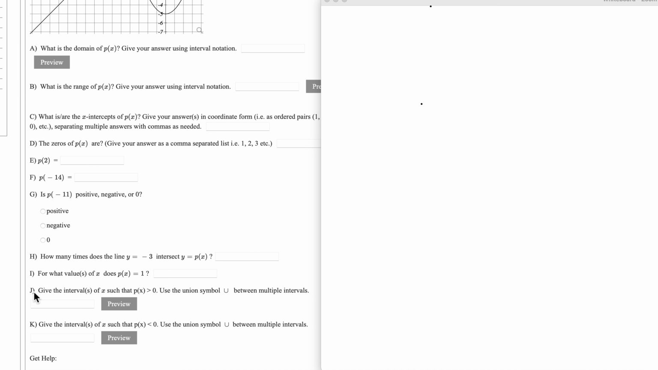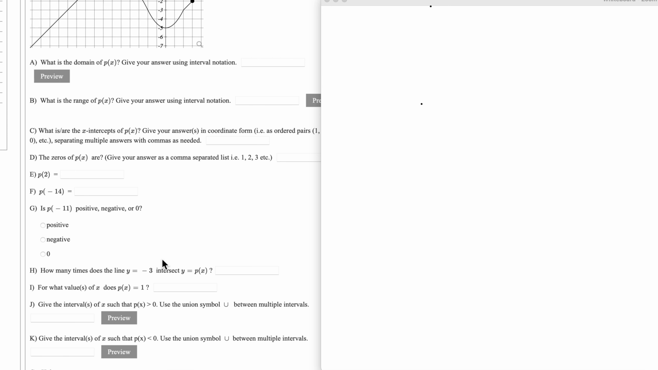So the last two parts, J and K. This reads, give the interval of x such that p of x is greater than 0, and then use a union symbol. And then K is the same thing, but such that p of x is less than 0. So we're going to give the intervals of x.